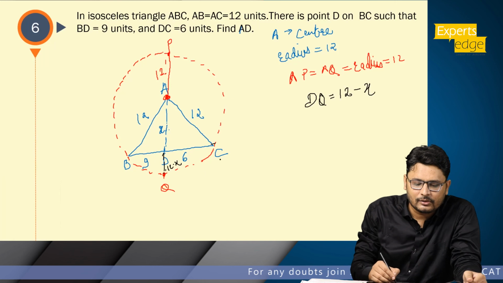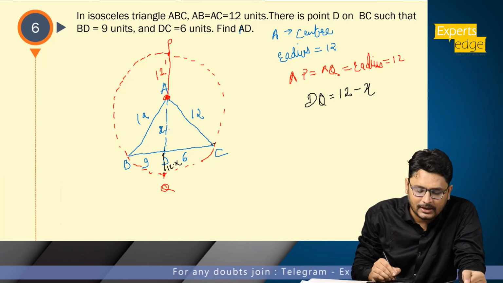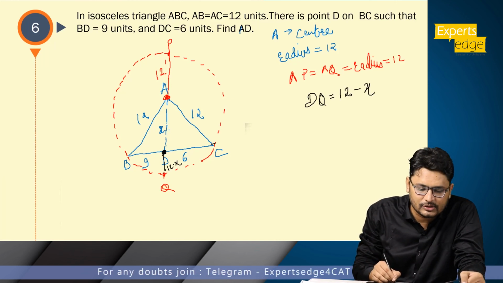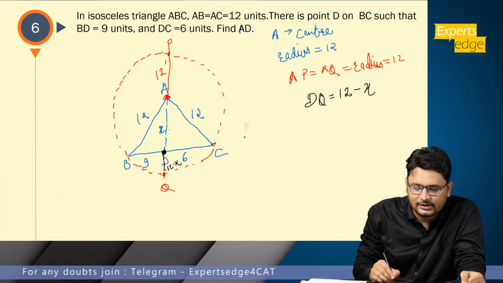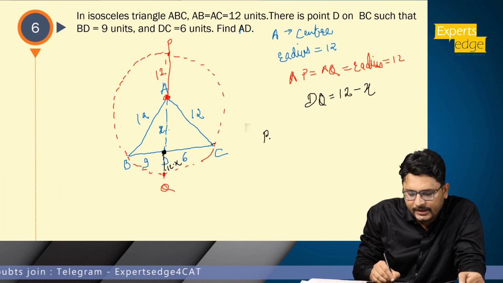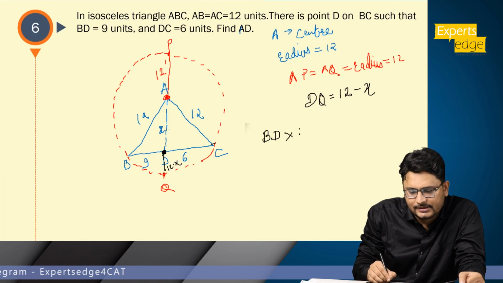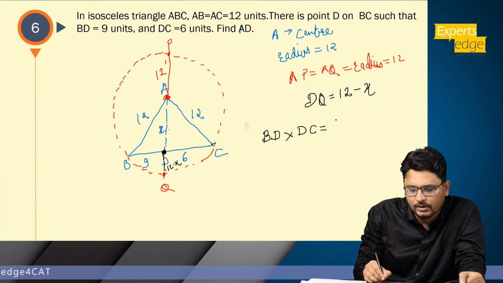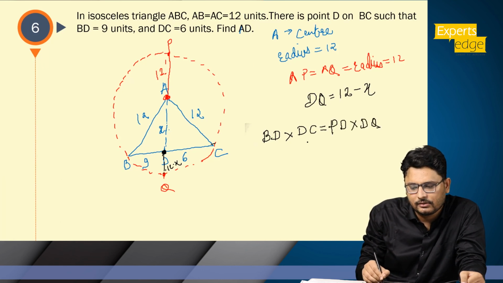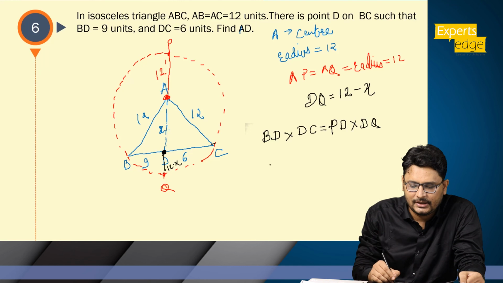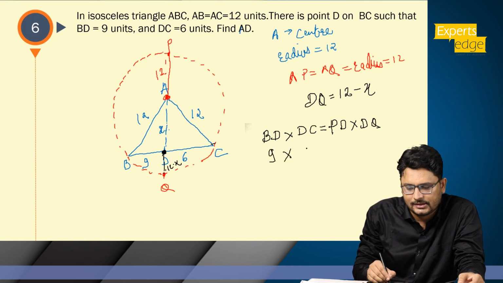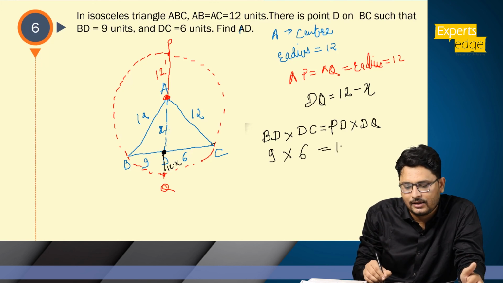Okay. Now where it will be that my intersecting chord theorem will be applied? At the D point, at the intersection of these two chords, right? So it is nothing but, if I want to write it, it would be BD, right, into DC should be equal to PD into DQ, right? ऐसे ही होगा ये. So how much is BD? BD is 9, DC is 6, PD is how much? PD will be AP plus AD, that is 12 plus X. And how much is DQ? DQ we got is as 12 minus X.